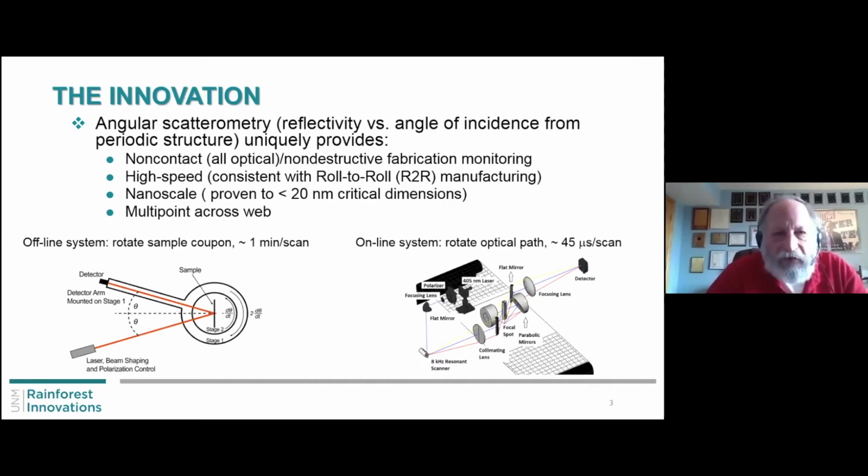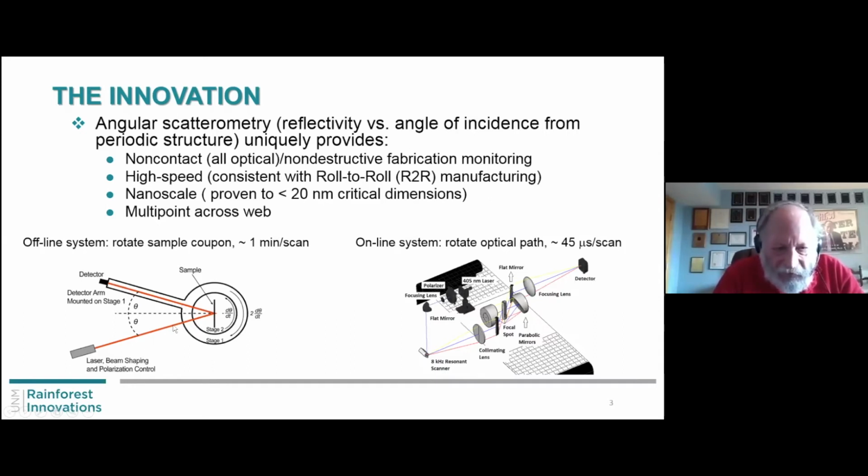So the idea is that angular scatterometry, which is essentially reflectivity as a function of angle of incidence from a periodic structure, uniquely provides non-contact, all optical, non-destructive fabrication monitoring. We're extending it to high speed, and you'll hear a lot about that in the rest of the talk. It works at the nanoscale, down to 20 nanometers. Part of what we're doing is going across the web as well as one point on the web.